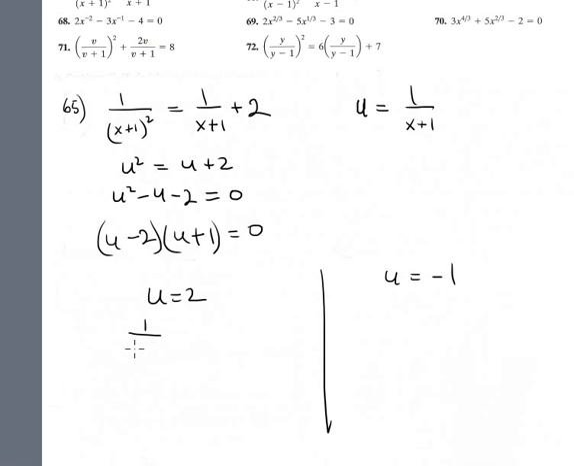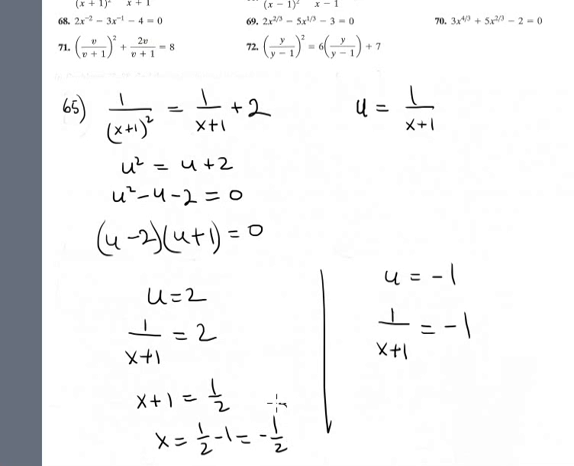But u is 1 over x plus 1 equal 2, and 1 over x plus 1 equal -1. You flip it. x plus 1 is equal to 1/2. x is equal to 1/2 minus 1, which is -1/2. That's one solution. You flip it here: x plus 1 equal -1. x is equal to -1 minus 1, which is -2. x is -2. Two solutions.